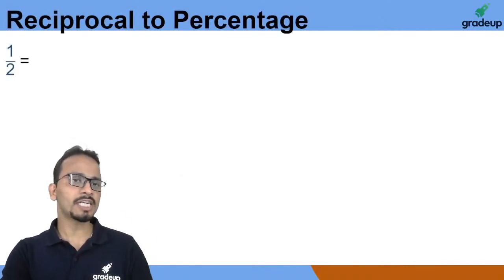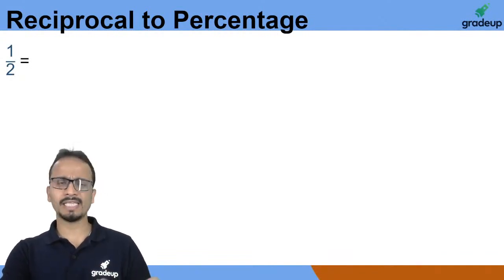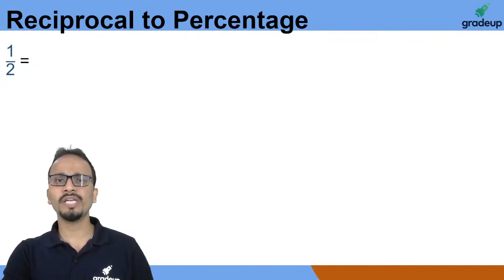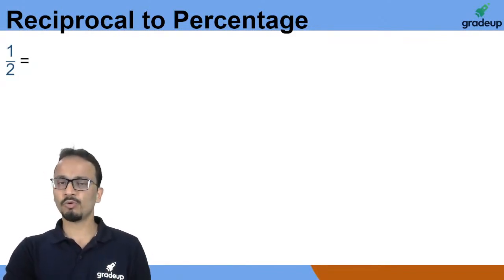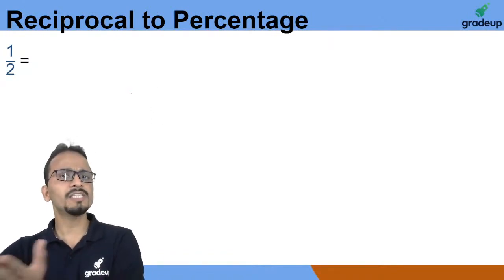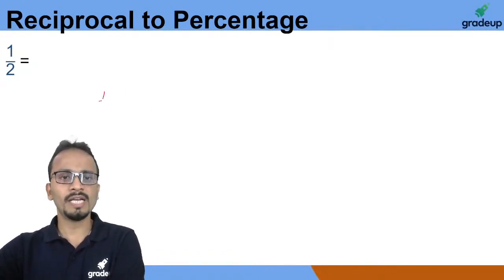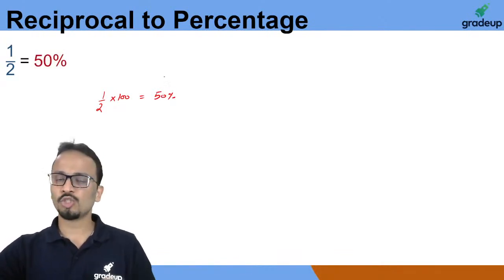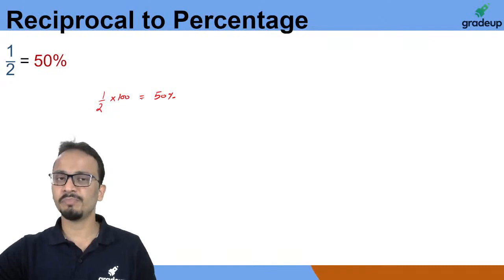So I have a fraction 1 by 2, and as we have just discussed, 1 by 2 is basically equivalent to 50%. Okay. So basically, if I want to convert any fraction into its percentage equivalent, what I'll do is, this is half, I'll multiply it by 100. So 100 by 2 is how much? 50%. All right. So half can be replaced by 50%.